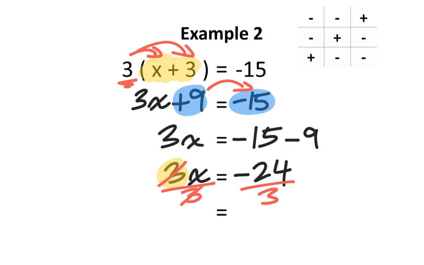These 3's are going to cancel out, which leaves you with just x, and negative 24 divided by 3 is negative 8. Now, why is it negative? Because when you have a negative divided by a positive, that becomes a negative number. Therefore, x is equal to negative 8.